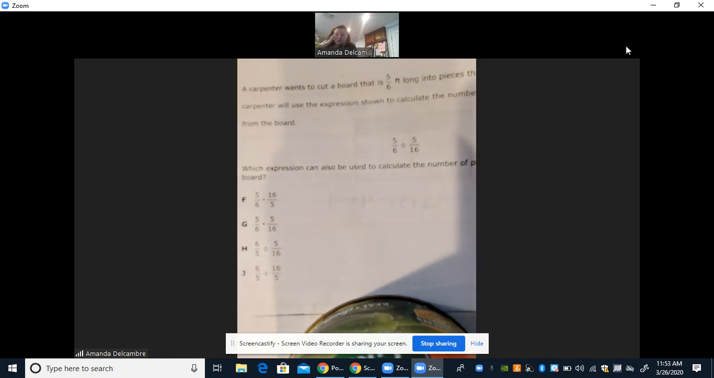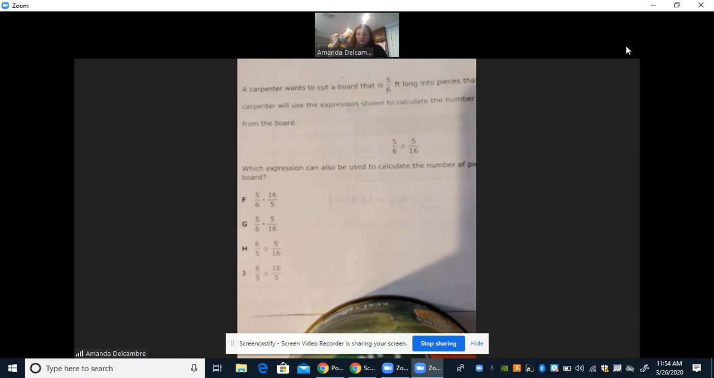The next question: a carpenter wants to cut 5/6 of the board into pieces that are 5/16 feet long. The carpenter will use the expression shown to calculate the number of pieces that can be cut from the board. Which expression can also be used to calculate the number of pieces that can be cut from the board?